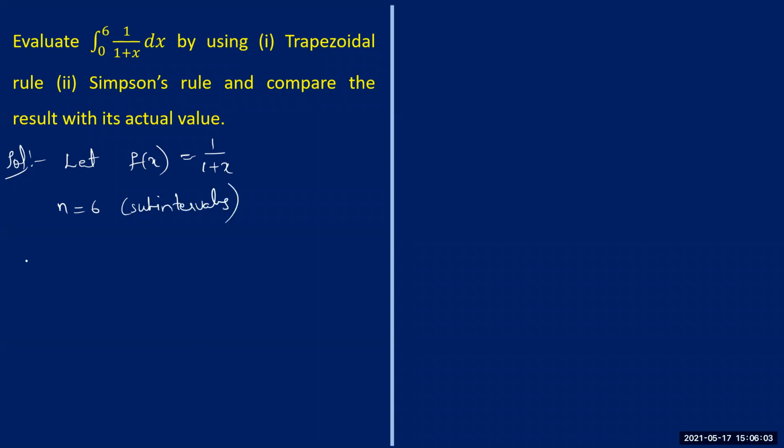So if n is 6, what may be the step size? We need to see that. Step size is equal to length of the interval, b minus a, which here is 6 minus 0, divided by total number of subintervals we are expecting, which is also 6. So we'll get h is equal to 1, right? So now see, we got number of subintervals and even step size.